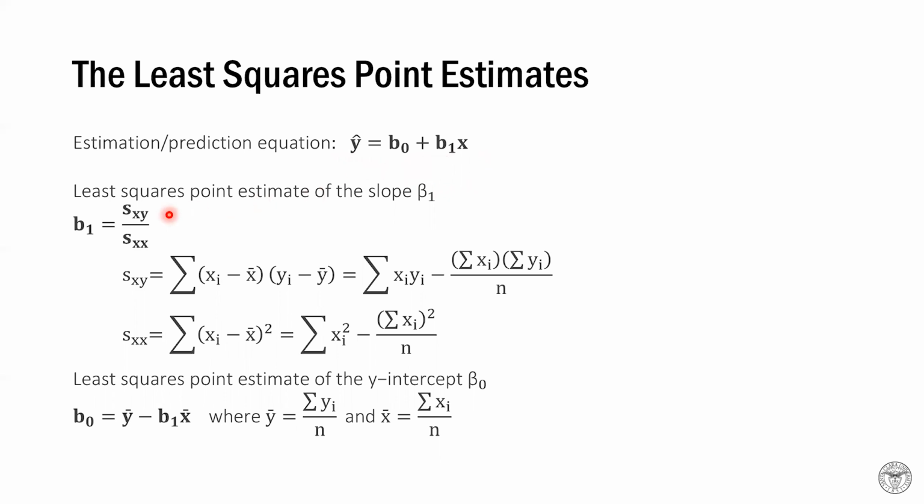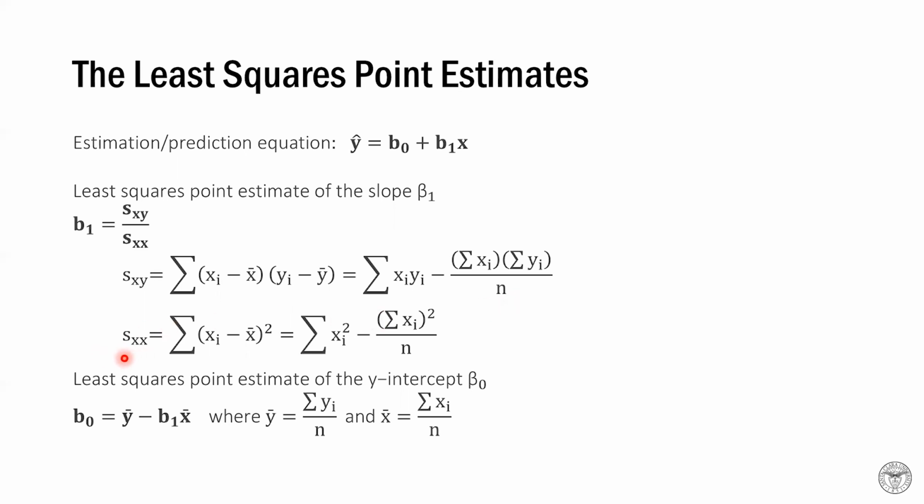In the first formula, b_1 equals S_xy over S_xx. S_xy equals the summation of (x_i minus x bar) times (y_i minus y bar), which is given by this extended equation. This is the sum of the product of the difference between x and its mean, and the difference between y and its mean.